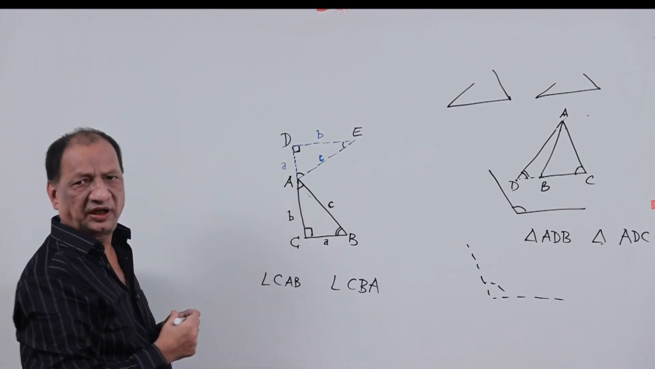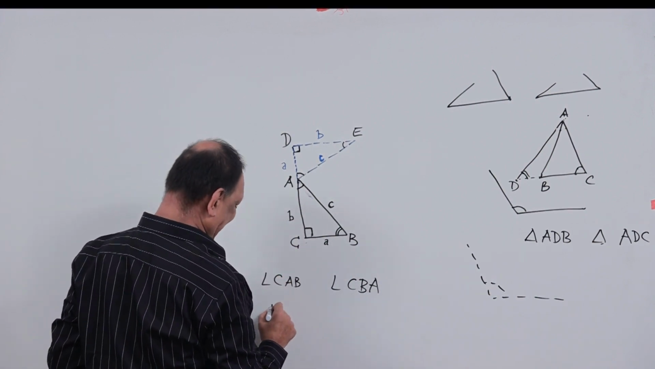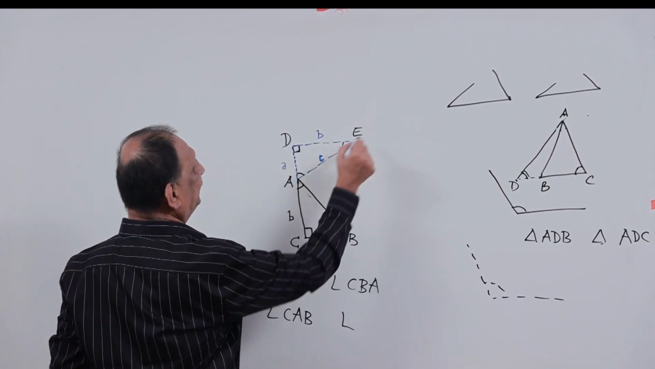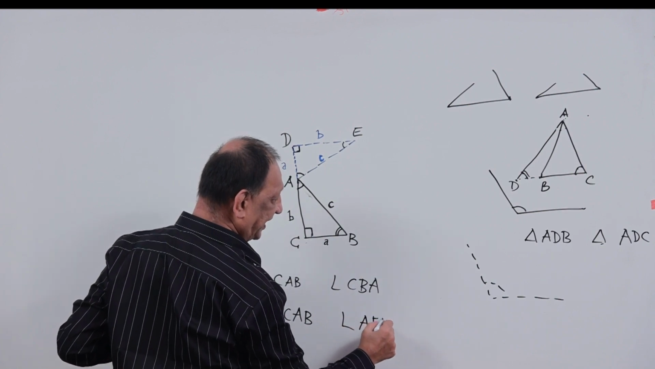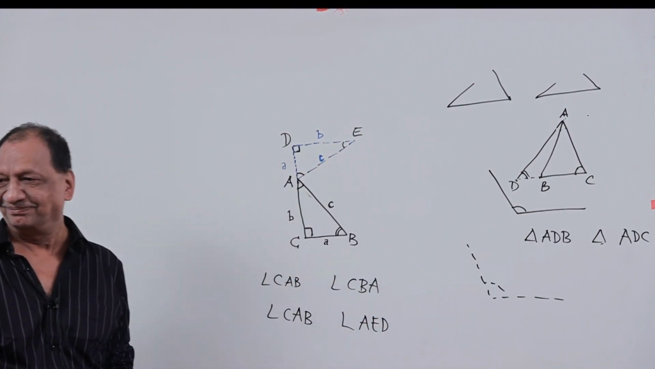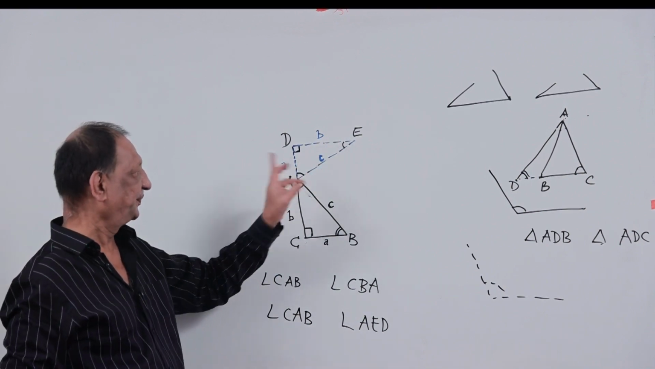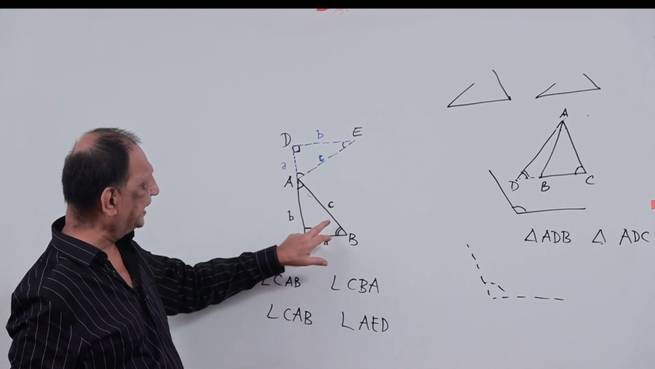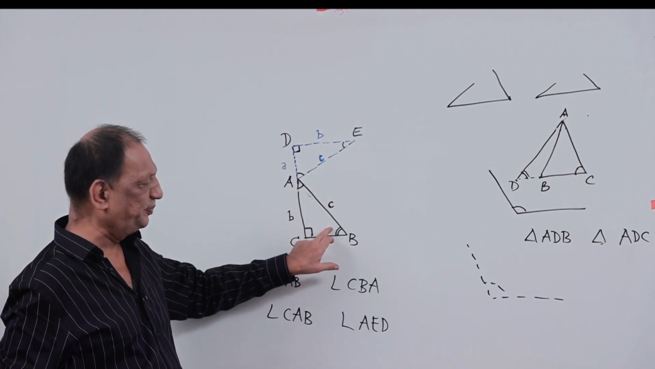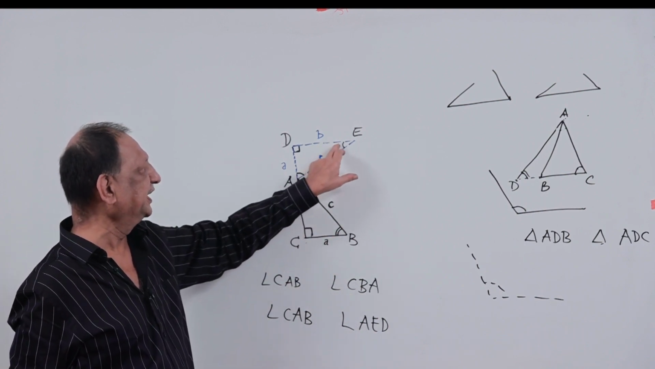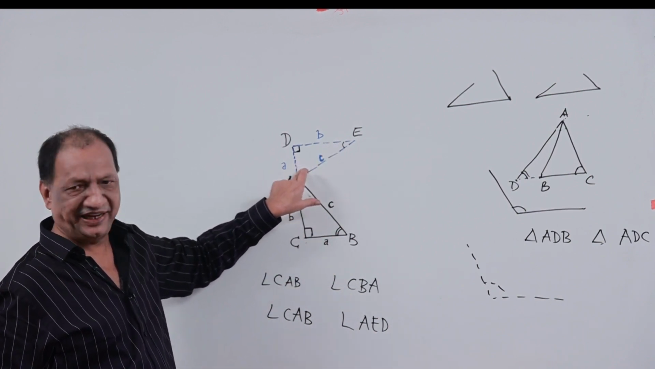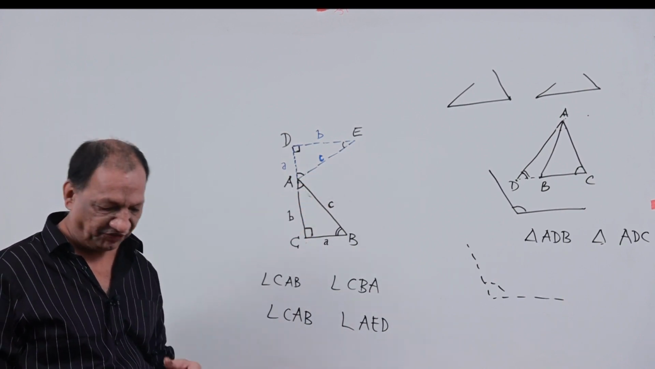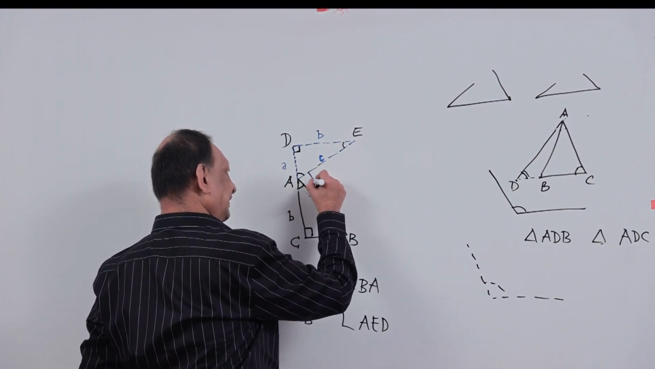Anyway, angle CAB and angle CAED must be the same because they are congruent triangles. They are equal, right? Which means, since these two angles, angle A and B, are complementary, the corresponding angles E and A also must be complementary, 90 degrees, and the balance angle must be 90 degrees. Therefore, we conclude that this is actually a right angle.